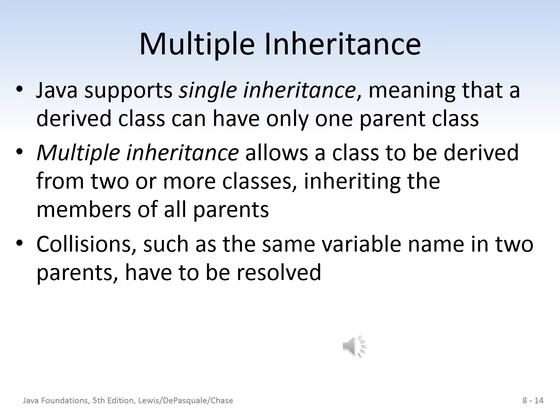There are 2 types of inheritance, single inheritance and multiple inheritance. Java supports single inheritance, meaning that a derived class can only have one parent class. Multiple inheritance allows a class to be derived from 2 or more classes, inheriting the members of all parents. Collisions, a term which means the same variable name in 2 parents, has to be resolved in programming languages that support multiple inheritance.